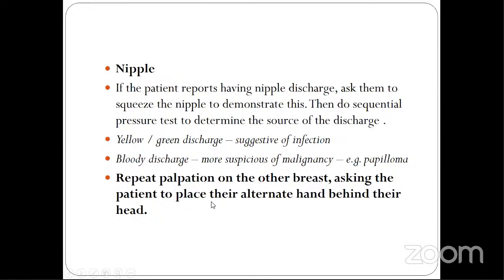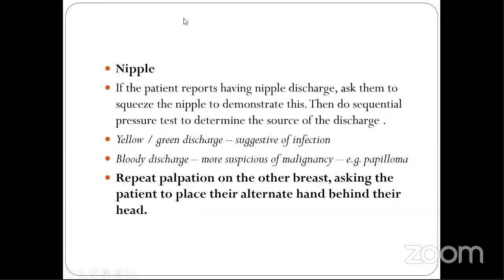Then about palpation and the examination of the nipple. For example, the patient will tell you, doctor, I have nipple discharge. You will ask the patient to squeeze the nipple to demonstrate the discharge. Then do a pressure test to determine the source of discharge. Discharge may be yellow or green, mostly with infection. Blood discharge is most suspicious of malignancy.